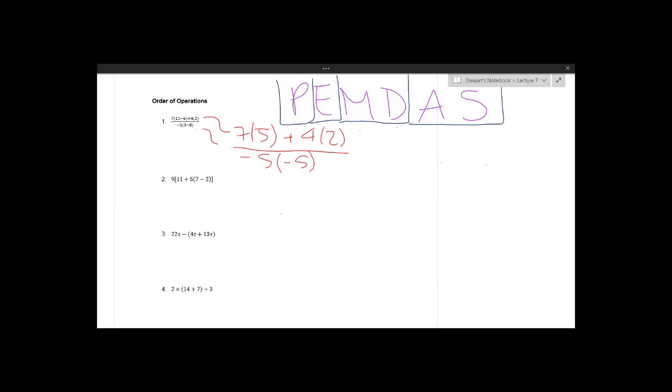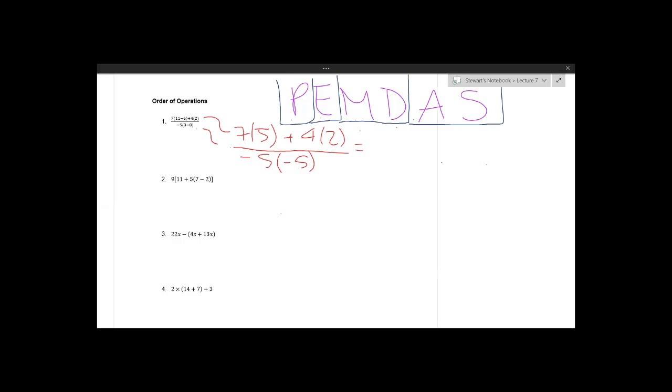Okay, perfect. So now in the numerator, we have multiplication separated by addition. And as we can see in order of importance, it goes parentheses, exponents, multiplication and division, then addition and subtraction. So we have to do multiplication before we do addition and subtraction.